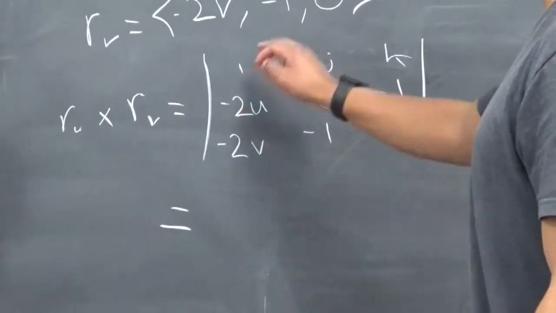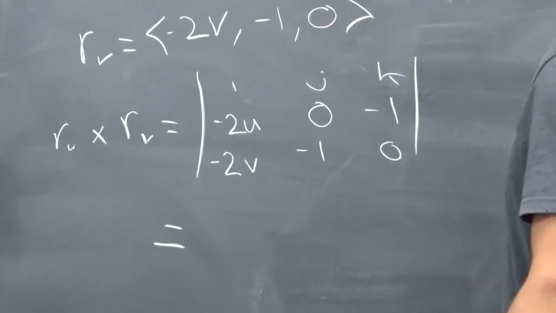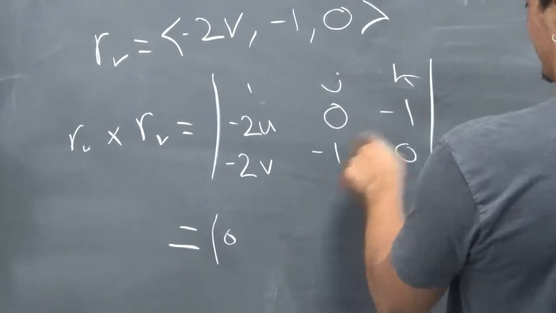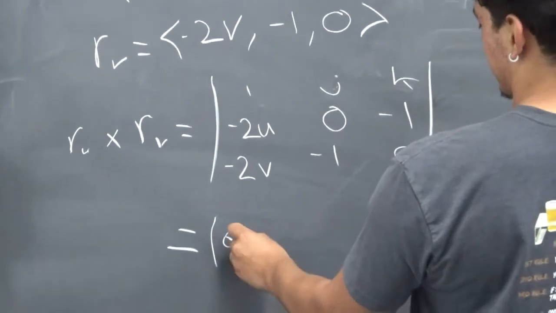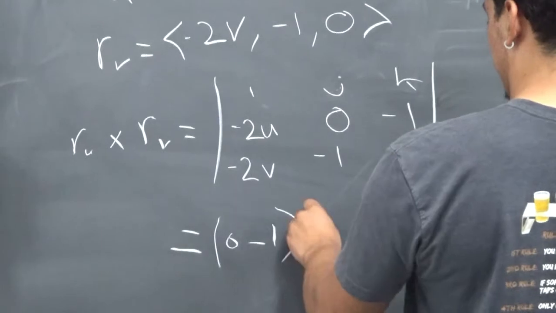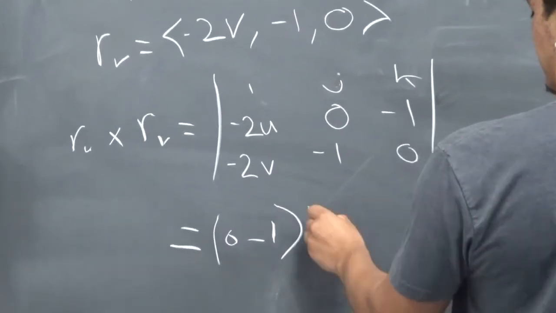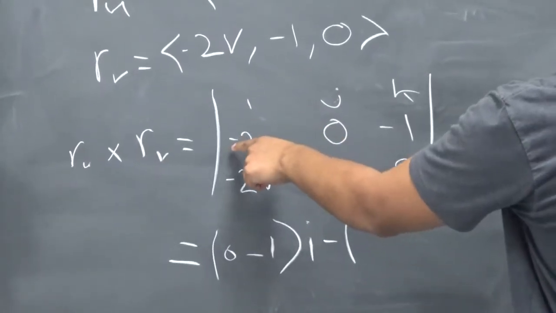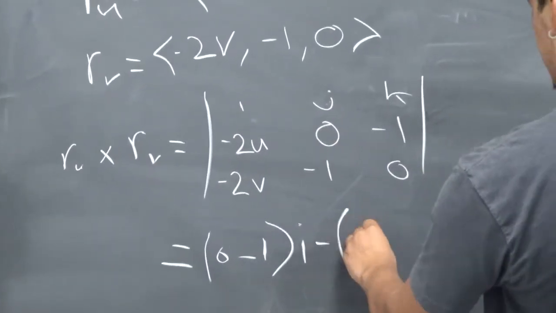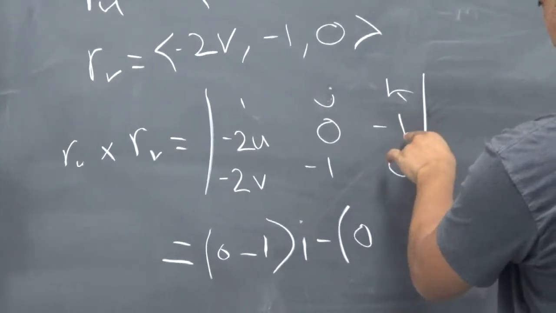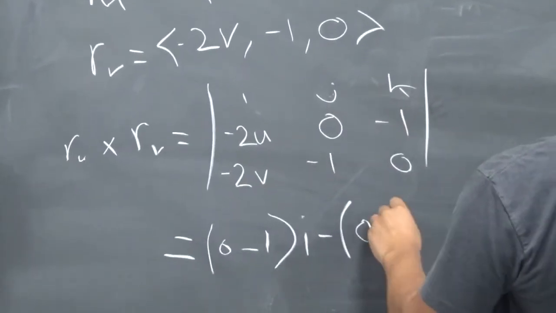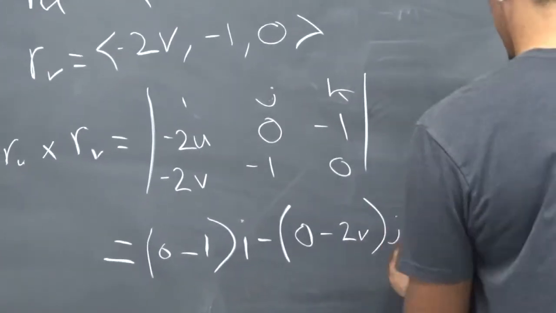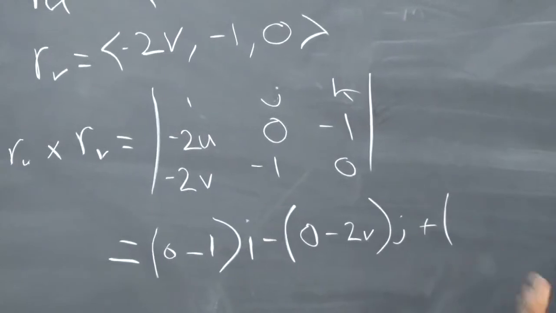So you're going to cross out the first component, and we're going to do the cross right here, so that's just going to be 0. And then -1 times -1 is +1, but we're subtracting it still, so it's going to be 1 for the i component. And then we're going to remember to put the negative out front for the j component. So it's going to be -2u times 0, that's just 0, and then minus -1 times -2v. So that's just going to be 2v, and that's going to be our j component. And then we're going to put a plus in front of the k component.